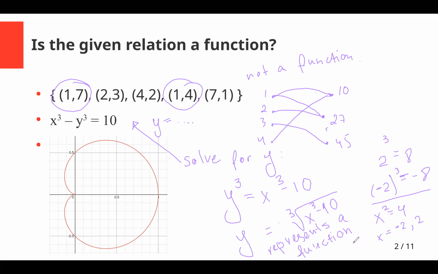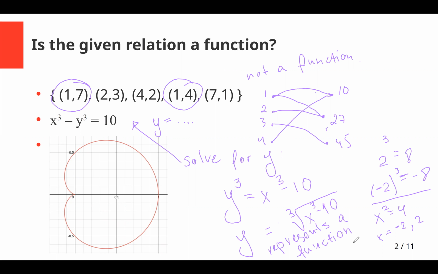Now for the next one, do you remember what test I would be using? Do you remember which test to check whether it's a function or not? What was the test? I'll give you a hint: vertical line or horizontal line test, right? Try to recall, what was it? It was the vertical line test.